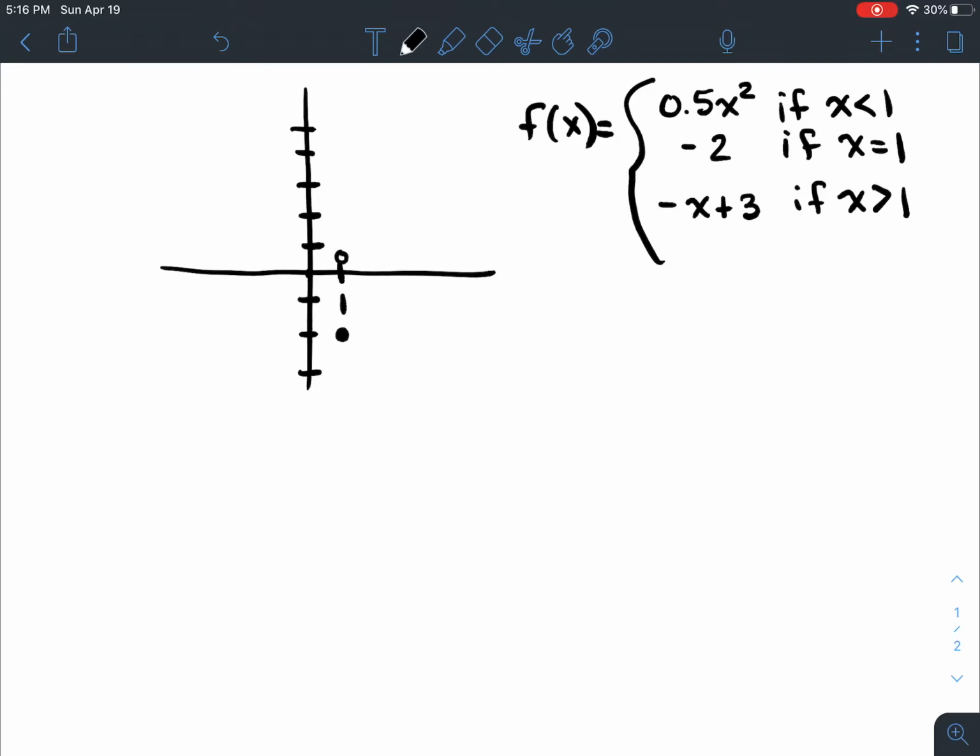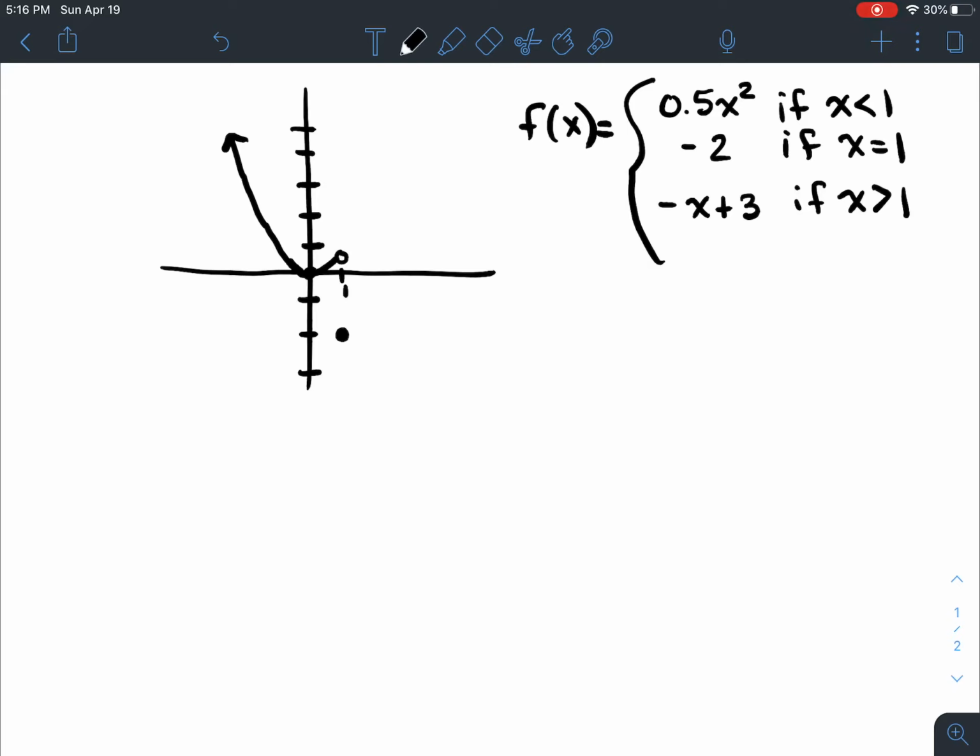I know my vertex is going to be at (0, 0) because it doesn't have a left or a right translation. It's going to look like this. So that's my parabola. Okay, and then I also have... I just want to get rid of this because it kind of looks like that's attached. I'm just trying to show that that's a value of 1.